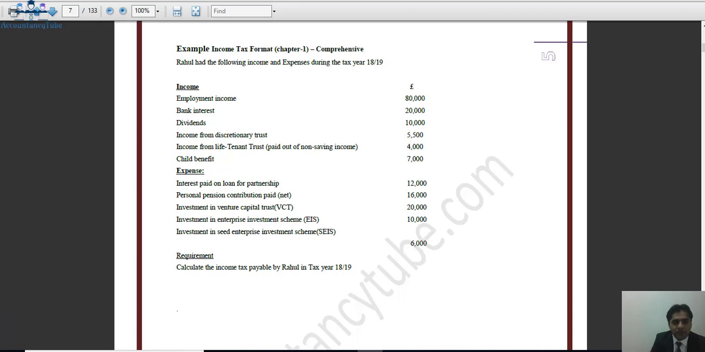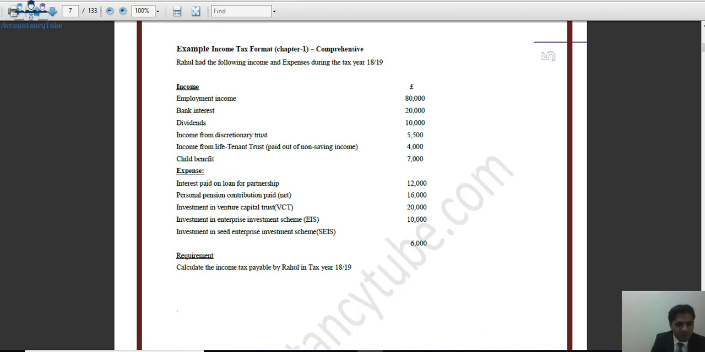After that, the investment is given. So these are some tax reducers. So investment in venture capital trust, enterprise investment scheme, and the seed enterprise investment scheme. As I already told you, we will see in more details as well. Venture capital trust is 30%, EIS is 30%, and SEIS is 50% tax reducer. So we will see that we will deduct it out of the tax payable. Okay, and after that, at the end, we will also deduct whatever the tax deducted at source is, in order to reach the tax payable or the tax receivable amount.